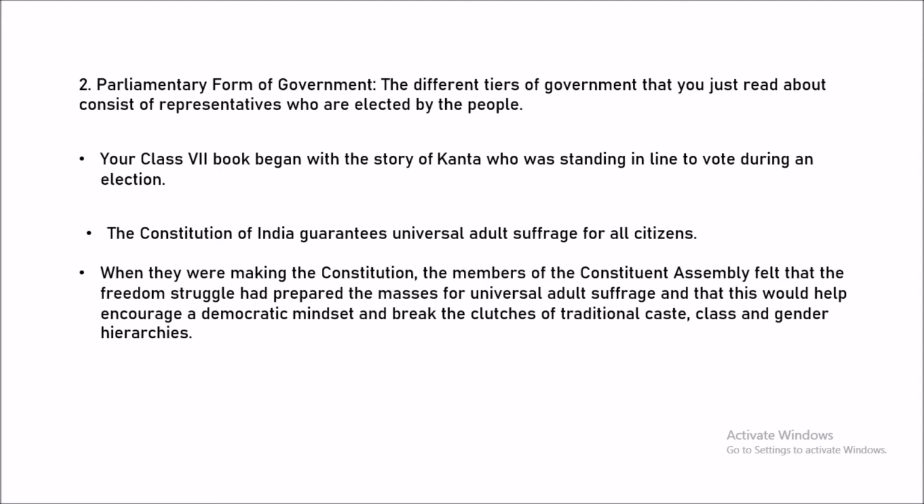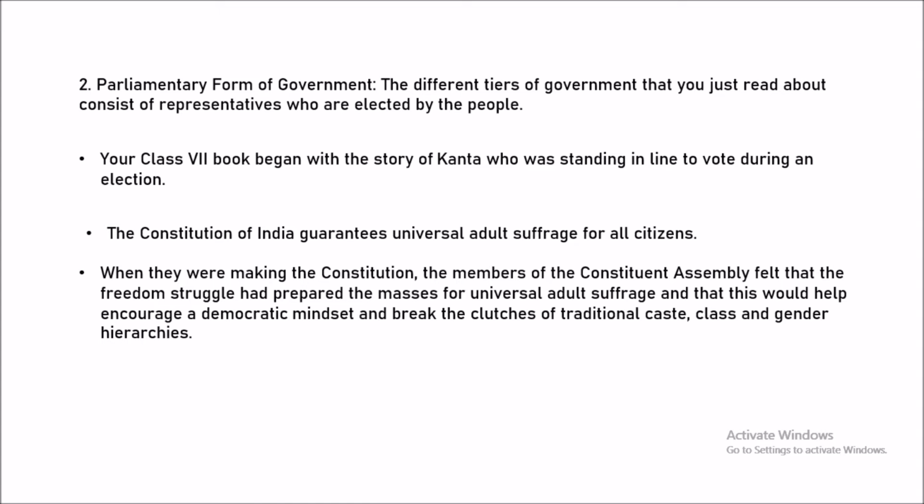They felt that this would help to encourage a democratic mindset among the people and also break the clutches of traditional caste, class and gender hierarchy. This means that the people of India have a direct role in electing their representatives. Also, every citizen of the country, irrespective of his or her social background, can also contest in elections.